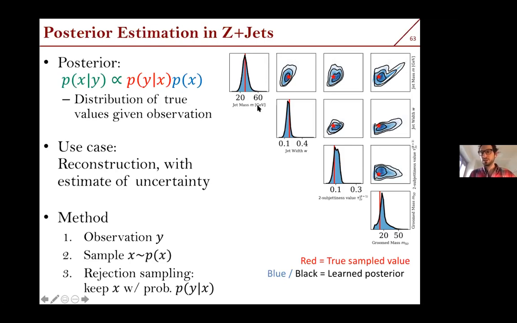So here we can see our four-dimensional example. We had some observation where we knew the true value, here the stars in red or the lines in red, and we can see the estimated posterior distribution, basically the reconstructed distribution in blue and black. Black is just outlining the blue distribution here. So that's quite nice. We can do reconstruction with uncertainty estimates.